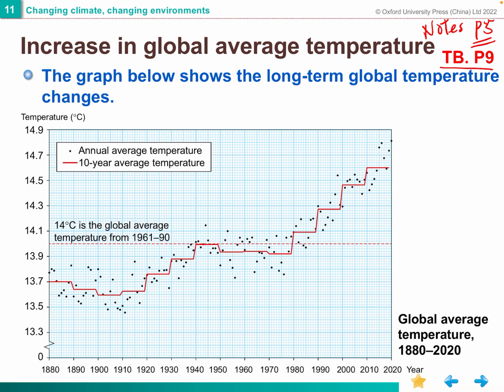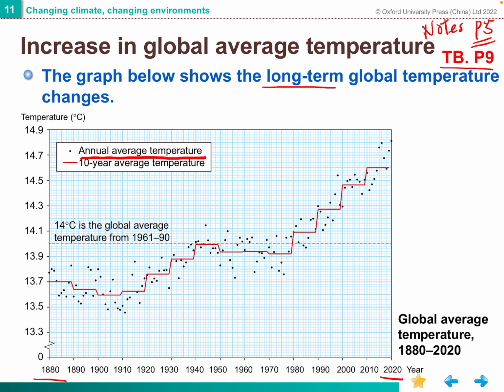The graph below shows the long-term global temperature change. It says long-term, so let's see how long. It starts from 1880 to very updated, 2020. It's over 100 years of change of temperature in the world. All the dots represent the annual average temperature of that year, and the red line is the 10-year average. We had better focus on the red line because it's easier for us to read the data.